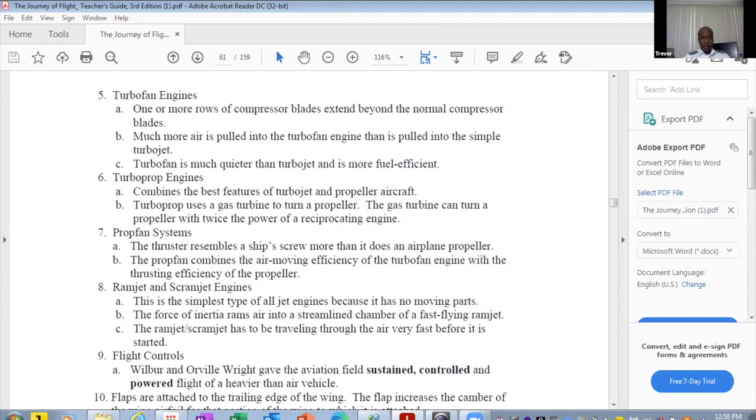The propfan system's thrusters resemble a ship's screw more than an airplane propeller. The propfan combines the air-moving efficiency of the turbofan engine with the thrusting efficiency of the propeller. That's something we don't use much right now in general aviation. It's mostly reciprocating engines, turboprops, or jet engines.